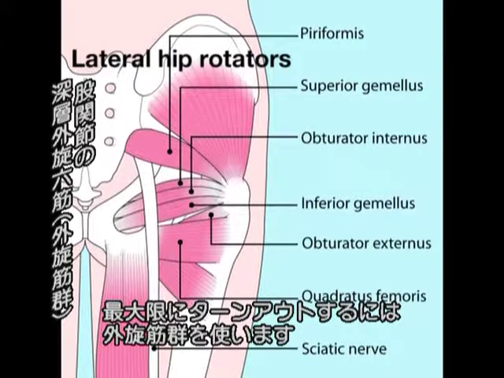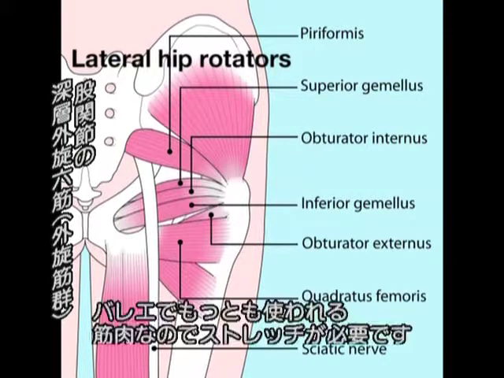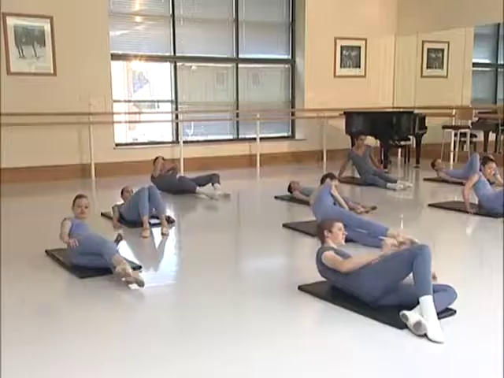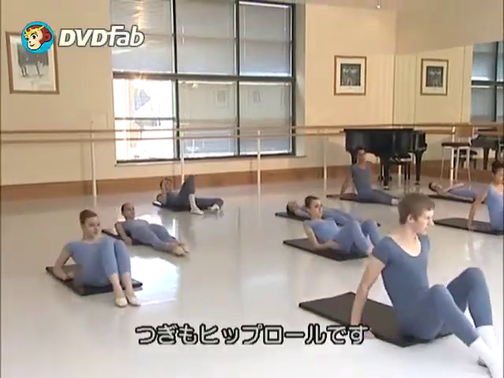The lateral hip rotators turn out the hips to their maximum. They are the most used muscles in ballet. To turn out, they contract, so they need to be stretched to counteract this. And we're going to do the hip roll with a breath.